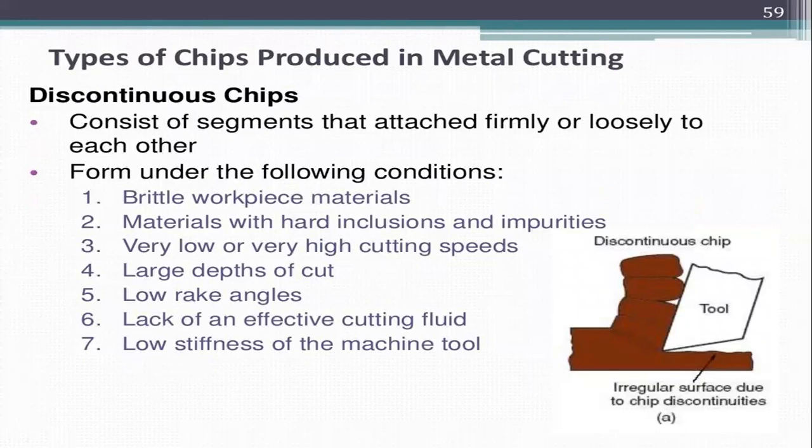Discontinuous chip. It consists of segments that are attached firmly or loosely to each other. It forms under the following conditions: brittle workpiece material, materials with hard inclusions and impurities, very low or very high cutting speed, large depth of cut, low rake angles, lack of an effective cutting fluid, and low stiffness of the machine tool.